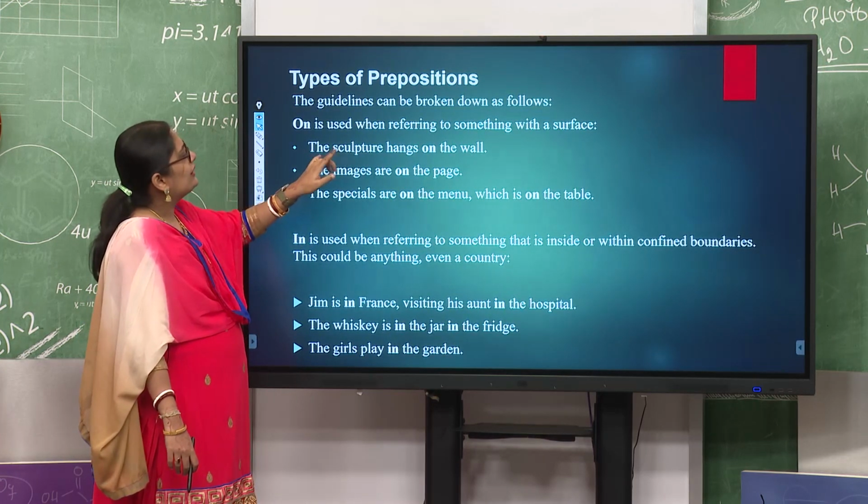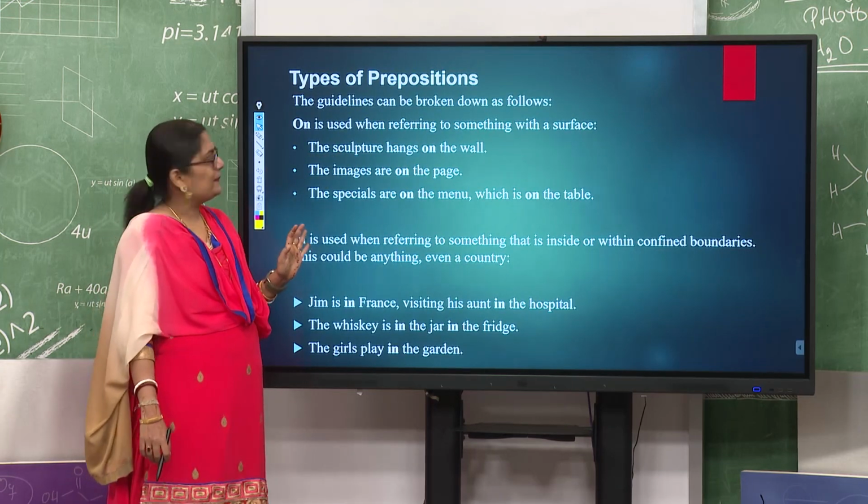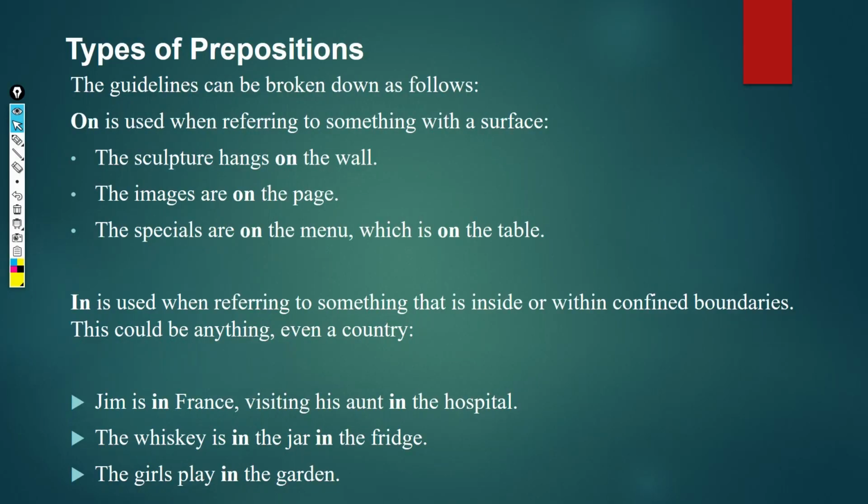On is used when referring to something with a surface. Okay. The sculpture hangs on the wall. Look here, the sculpture will hang on the wall. The images are on the page. The specials are on the menu, which is on the table. So, I have used the word on in three different ways, to indicate the position where the object is placed.